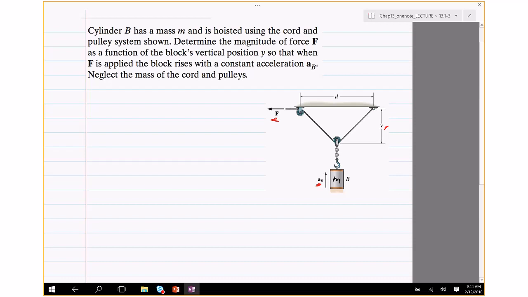Okay, so clearly what's happening is, because the force F is shortening this length, that's increasing the length over here. The string length is increasing here, and that causes the mass m to rise up. So you have to find F such that the acceleration is constant.